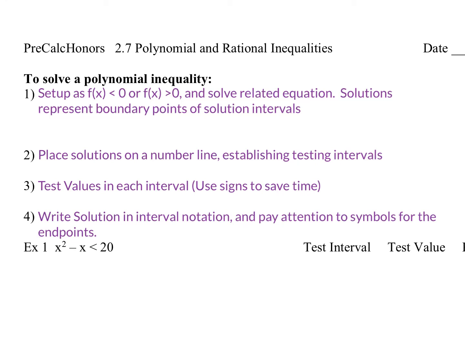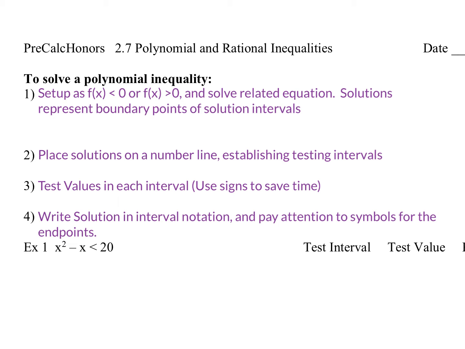All right, everyone, this is section 2.7, polynomial and rational inequalities. So when we solve a polynomial inequality, we're going to follow a few steps. We're going to start by making sure our inequality is set less than or equal to 0. And we're going to solve the related equation. Those solutions are going to represent the boundary points of our solution intervals.